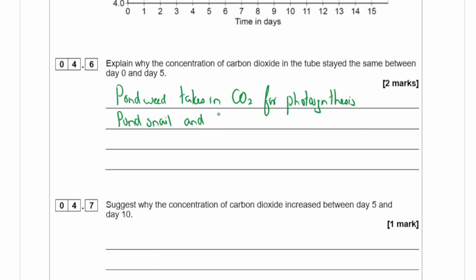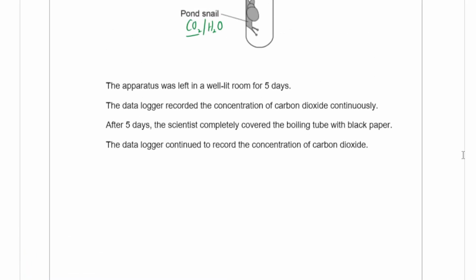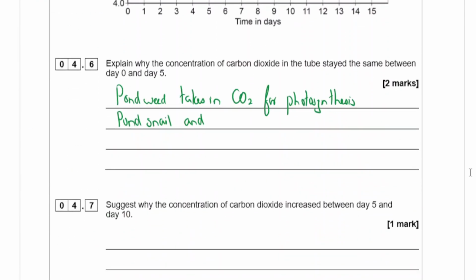because it says a well-lit room, so it's not lit by artificial lighting. So you could say pond snail and pondweed are respiring to produce carbon dioxide.